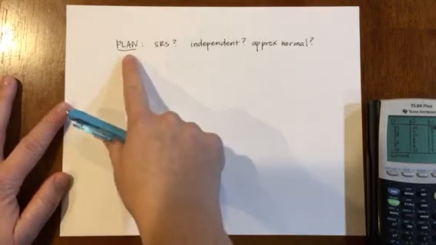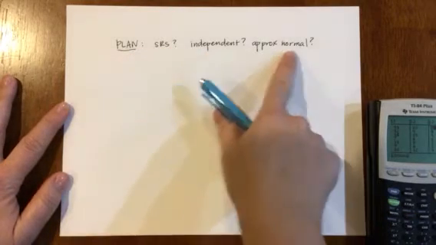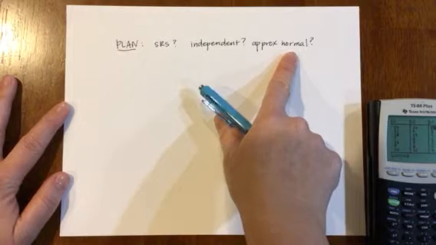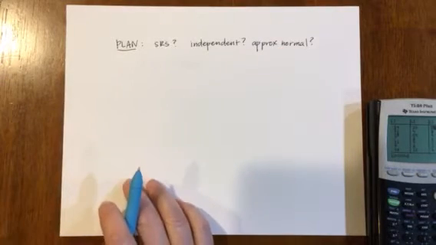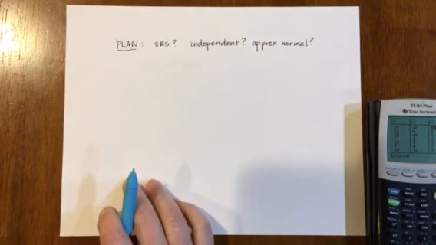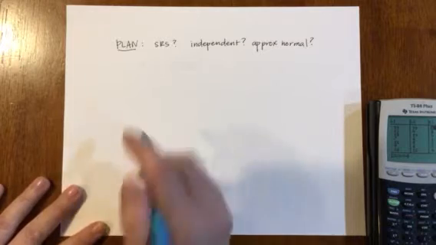Okay, so we got to make sure that this problem works, so we're going to check out the plan section. It involves the SRS, the independent, and is the distribution approximately normal. So going back to the prompt, I'm looking back at it right now, and I don't know that the people were chosen at random, so we're going to go ahead and just assume.